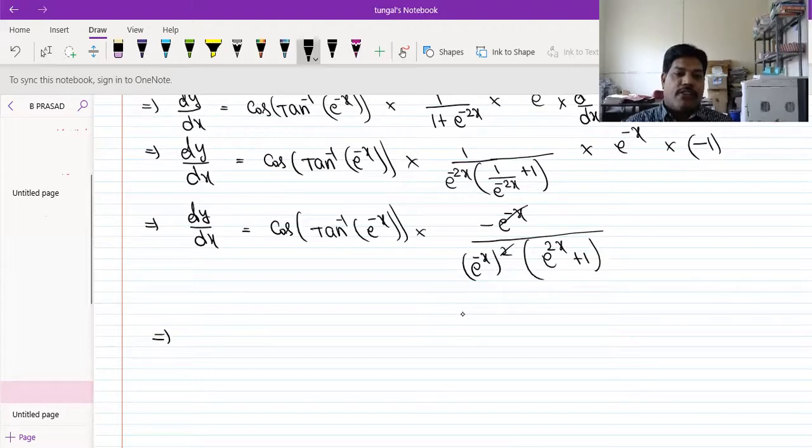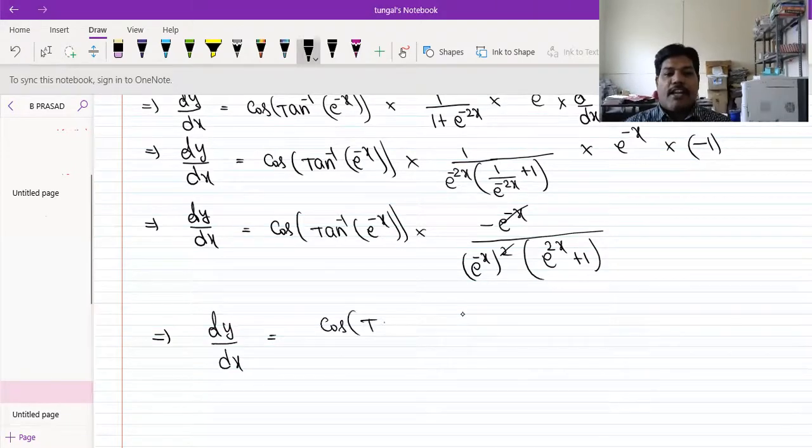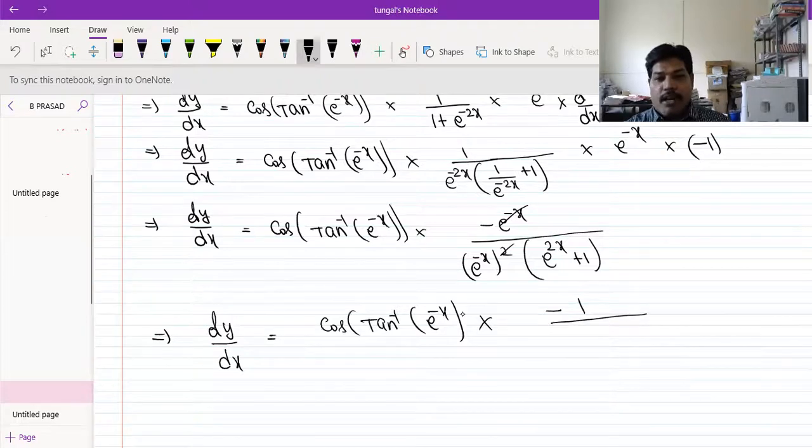What is the final answer? We can write that dy by dx is equal to cos of tan inverse of e power minus x into minus 1 by e power minus x into e power 2x plus 1.